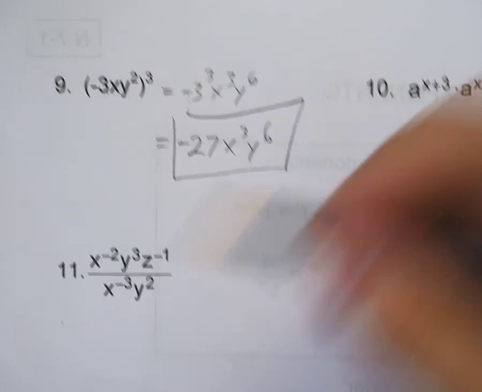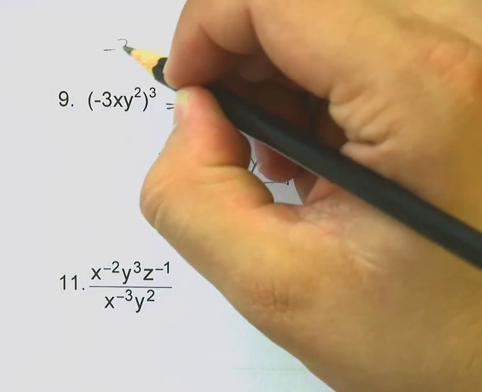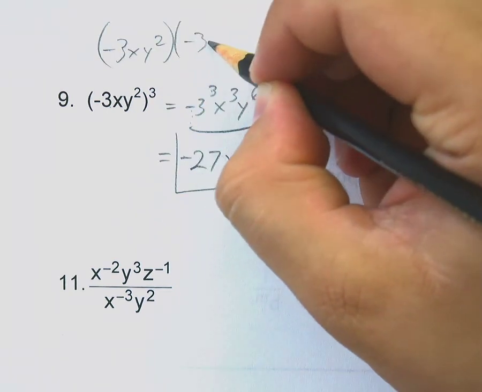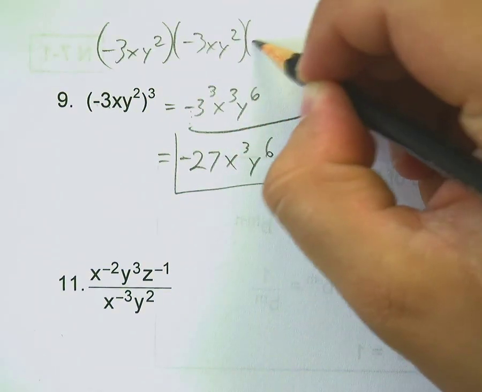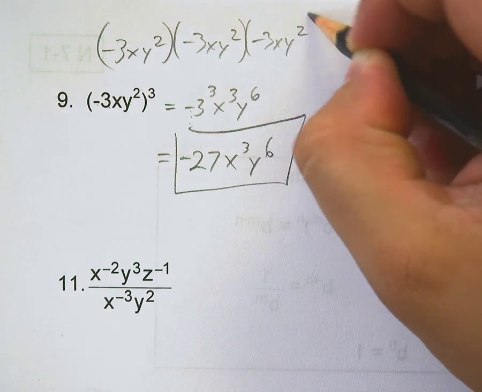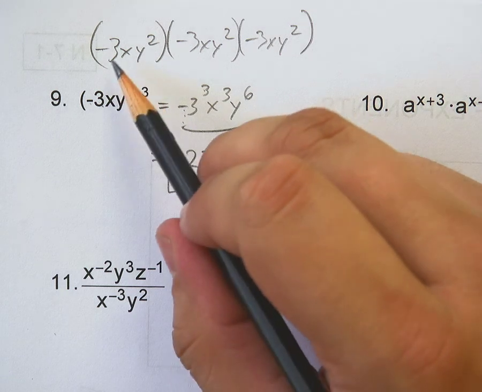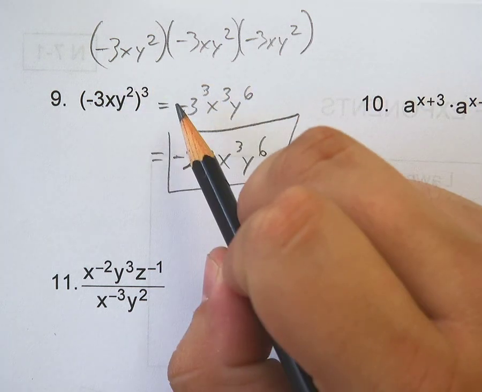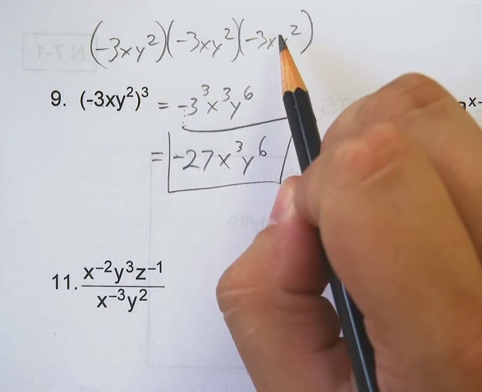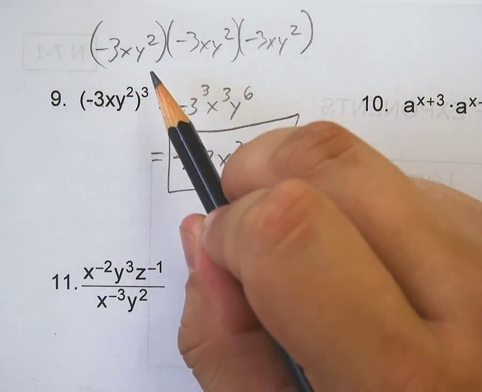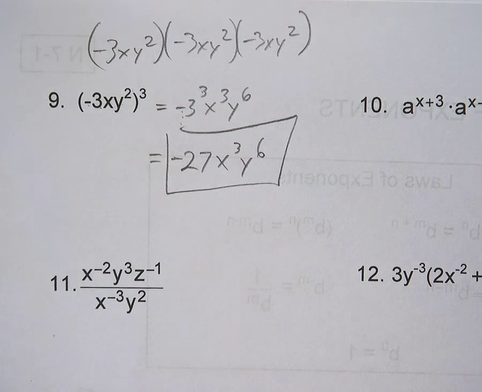If that confuses you, think of it this way. Negative 3xy squared to the third power is that 3 times. So that's negative 3 times negative 3 times negative 3 is negative 27. X times x times x is x cubed. Y squared, y squared, y squared is y to the sixth.